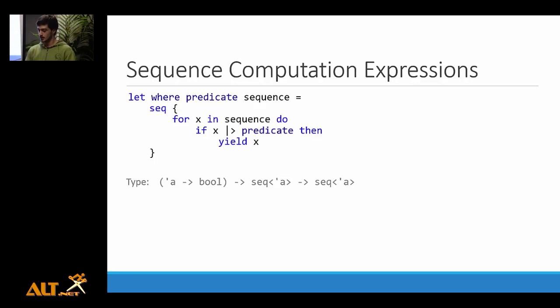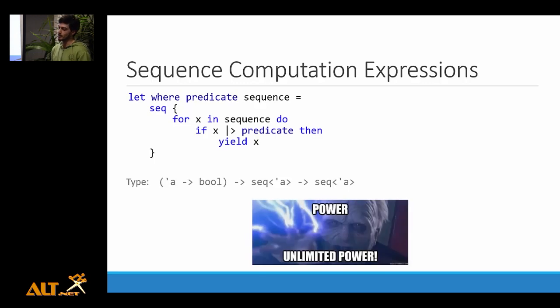So F# and its computation expressions really do show off the elegance and the power that the language has. Both async and seq are actually very similar constructs under the covers. What F# does is it implements this computation expression thing in the compiler, and then seq and async are things that are implemented in its libraries. This means you can write your own computation expressions, but that's a topic for a whole other talk, so I won't go into it.